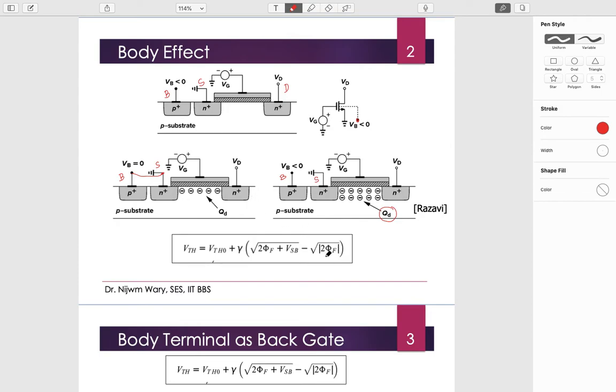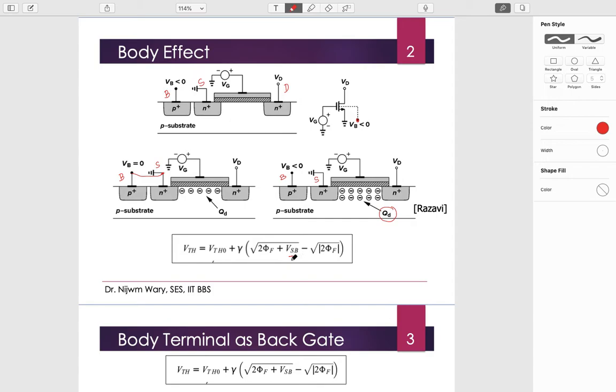So it is basically depending on the Fermi level, like the potential. Again, this comes from the device physics. And this VSB is the source-bulk potential. In this case, because the bulk is at a lower potential and the source is at a higher potential, the source-bulk potential happens to be positive.